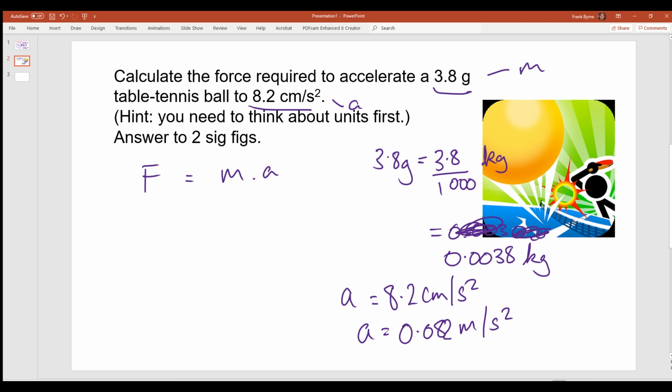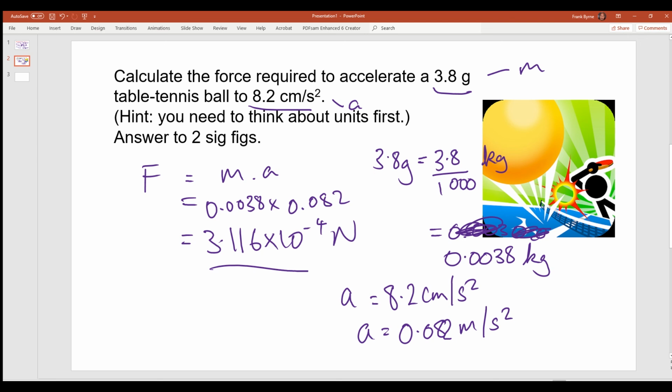So now we're just going to do f equals ma. Here's my mass. My mass was in kilograms, 0.0038. My acceleration is 0.082. They're both in SI units. So one is in meters per second squared and the other is in kilograms. So if I multiply them together, I will get SI units back out, which is 0.0038 times 0.082, which equals 3.116 times 10 to the minus 4 newtons.